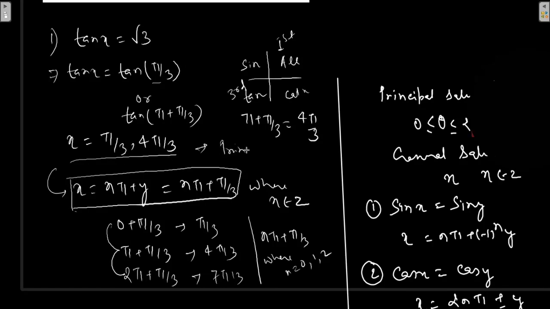The principal solution is basically between 0 and 2 pi, and that's what we got. And the second one, as I said, we are going to get like this: x equals n pi plus y, which is a general solution. Alright, so the first one we are done with.